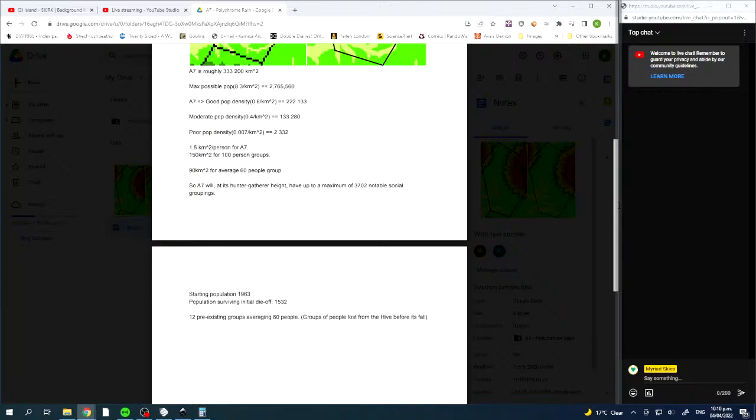But as you can see at the bottom, the initial population is going to be a lot less. It's going to be about 1,963 of the walking nest population.